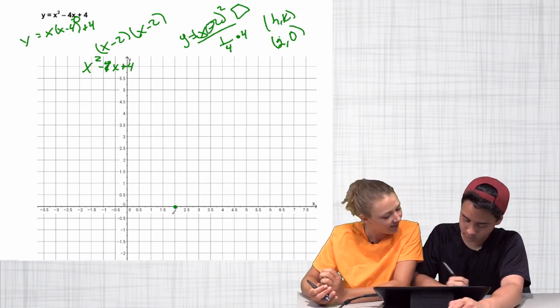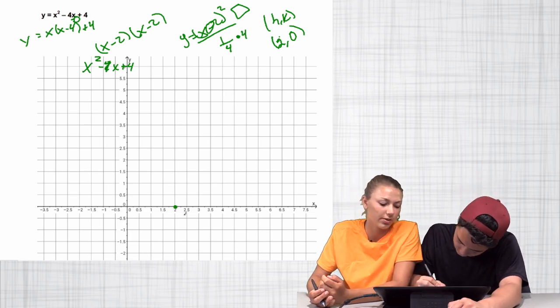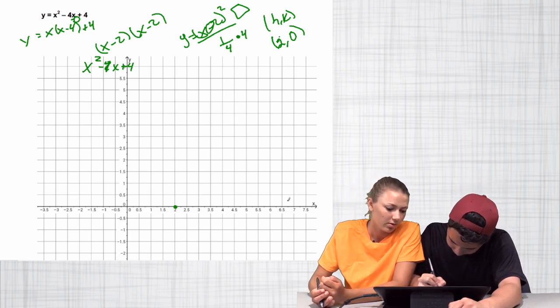Okay. And the k is... So you know your vertex is 2, 0. And what's the p-value?